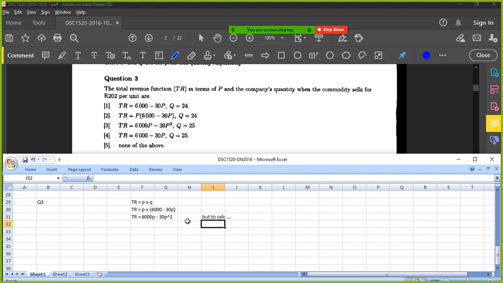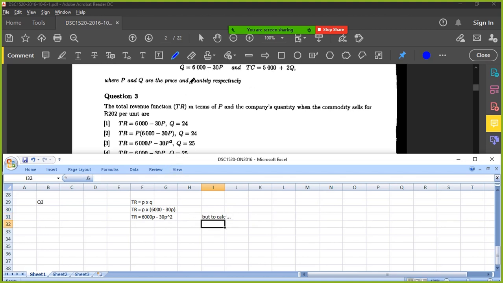So in order to calculate it, we can determine what Q is if we insert P in. Okay, so Q was 6,000 minus 30P. They said here P is 202. Yep. So if you plug that into the calculator, you get, hold on, that's not right.